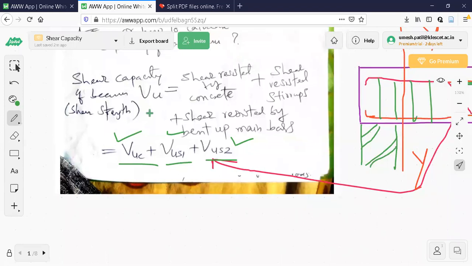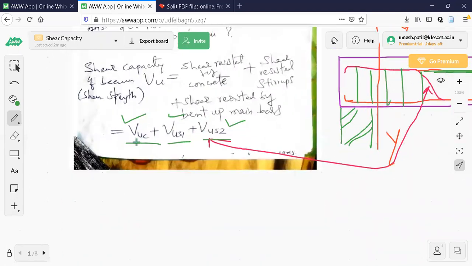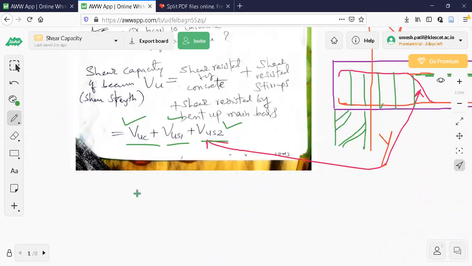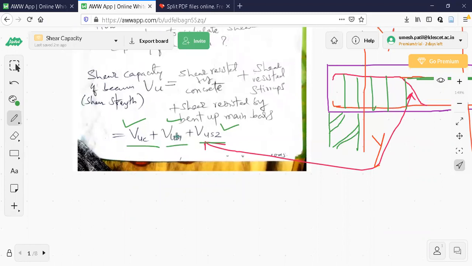Is it clear, this one? Now let us see how to find these three. All these three I can find out by using the IS code page number. I'll show you that now. In the remaining part of this class, I'll be explaining how you find these three, specifically these two. Let us not worry about bent up today. If possible, I'll cover that also.